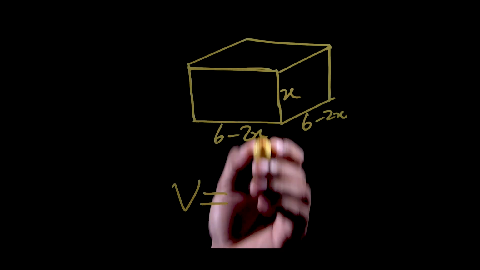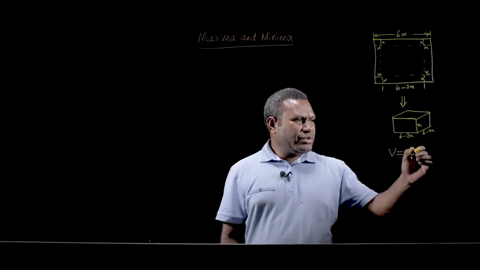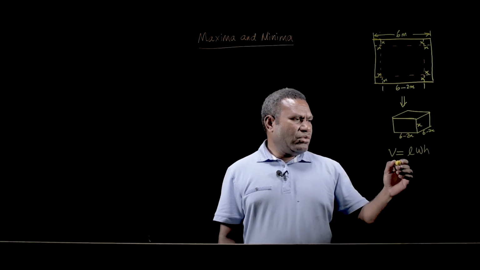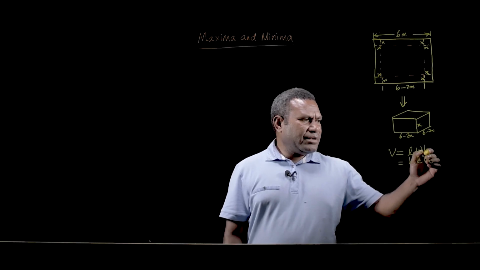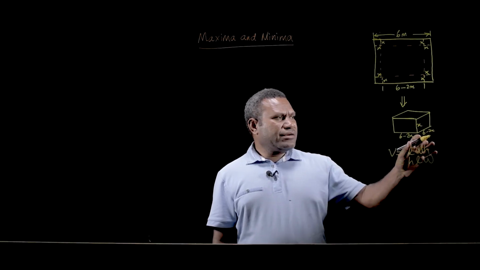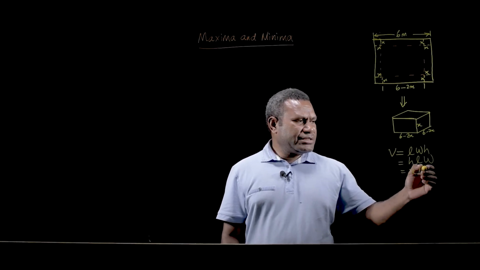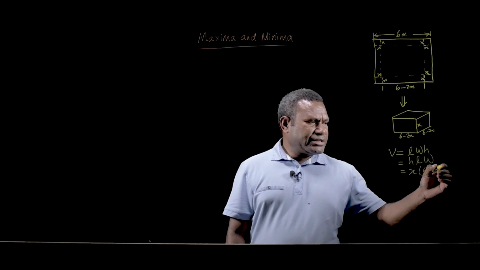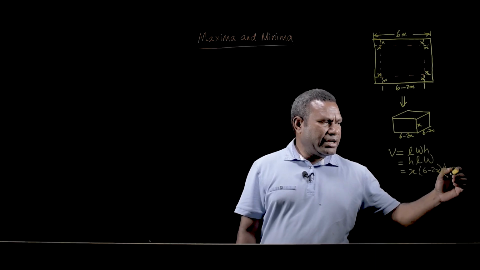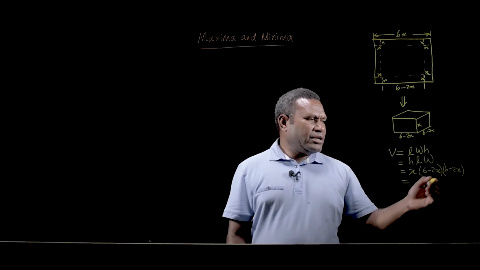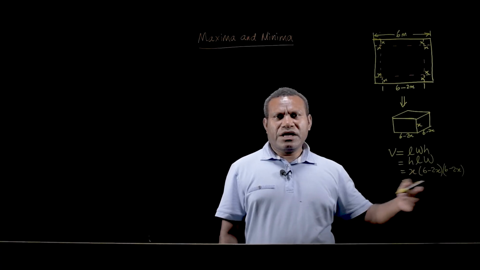So from this, we know the volume of this tank will be given by the length times the width times the height, or in reverse, height multiplied by the length multiplied by the width. If I look at this diagram, the height is x multiplied by the width, 6 minus 2x, multiplied by another 6 minus 2x. The rest of our process is to just expand and collect like terms.